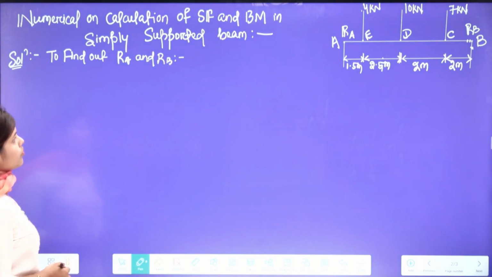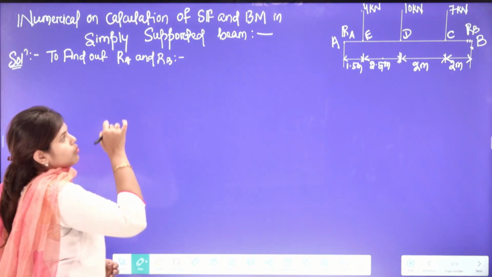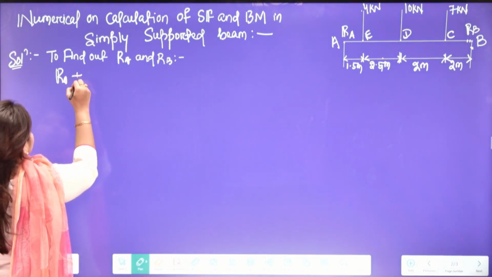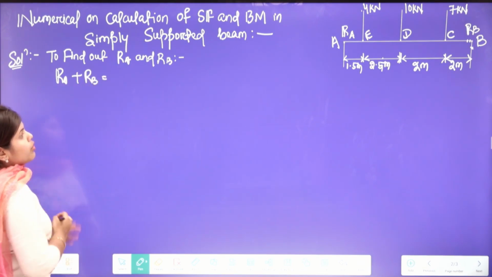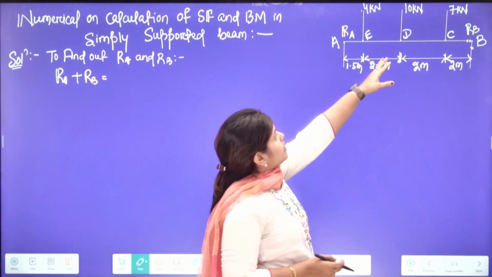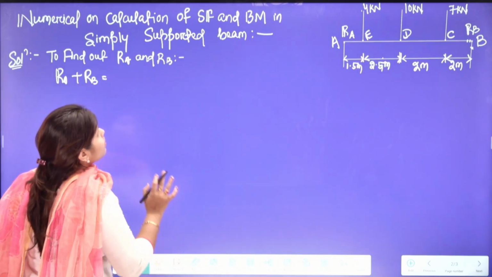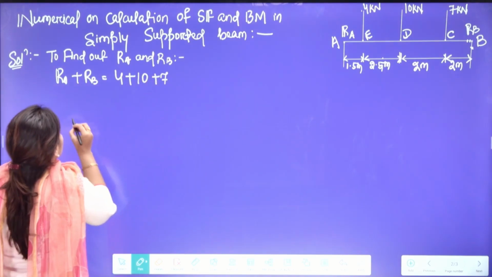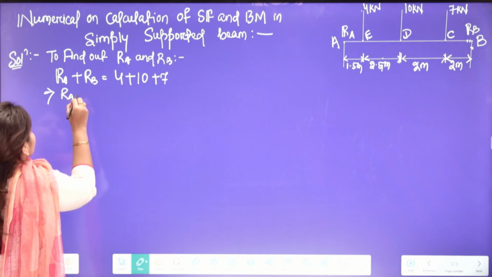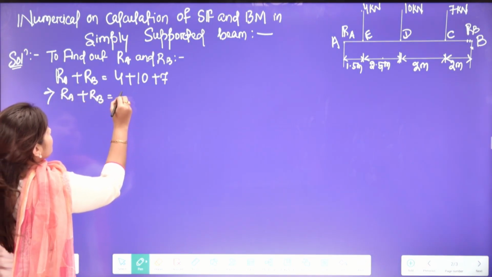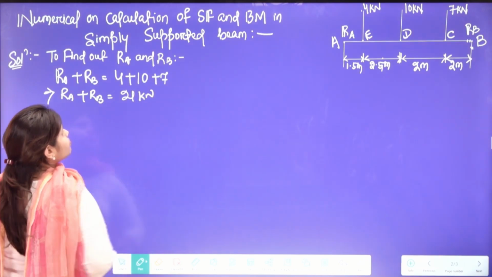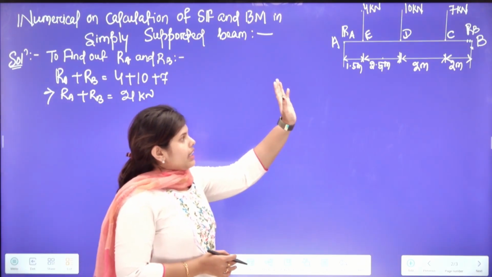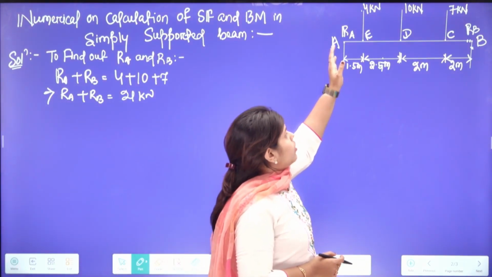What do we need? We know that the upward forces and the downward forces are equal. So RA plus RB will be none other than the addition of your 3 point loads. So it will be 4 plus 10 plus 7. So RA plus RB is going to be 21 kilonewton.